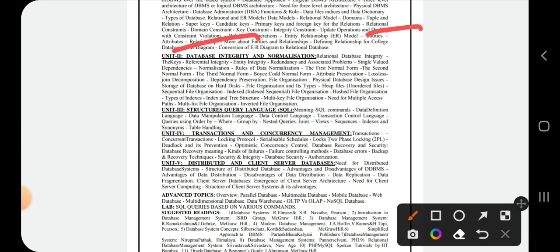Okay, and you can expect one more question from this, that is conversion of ER diagram into relational model. That means they will give you an ER model figure and ask you to convert it into tables. These are the important questions that you could see in your first unit.